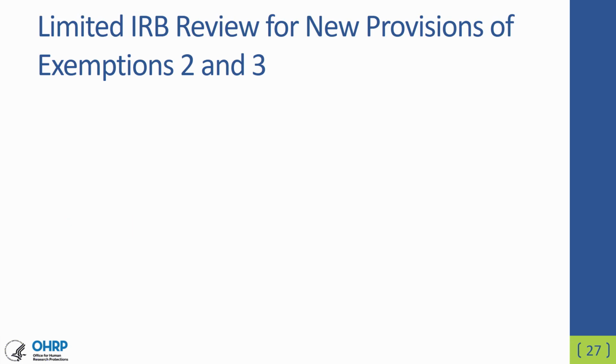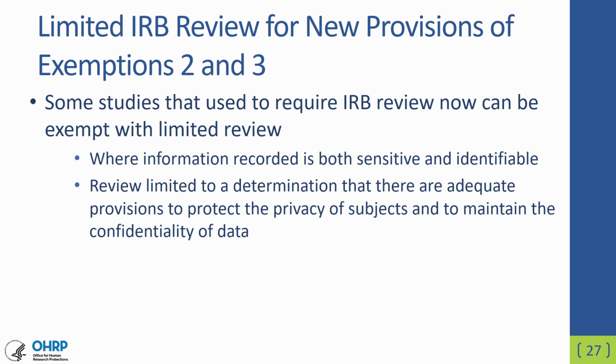The revised Exemptions 2 and 3 allow for some studies that used to require IRB review to now be exempt after a limited review under the revised Common Rule. In particular, this is true for studies that collect identifiable information, even if sensitive. The review in these cases is limited to a determination that there are adequate provisions to protect the privacy of the subjects and maintain the confidentiality of the data.